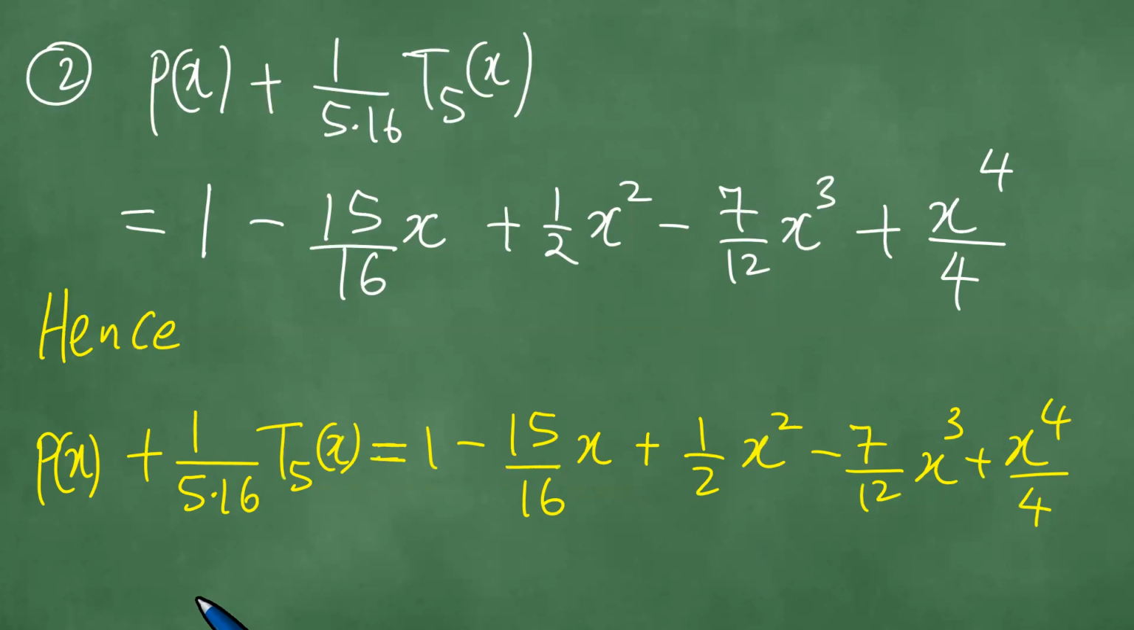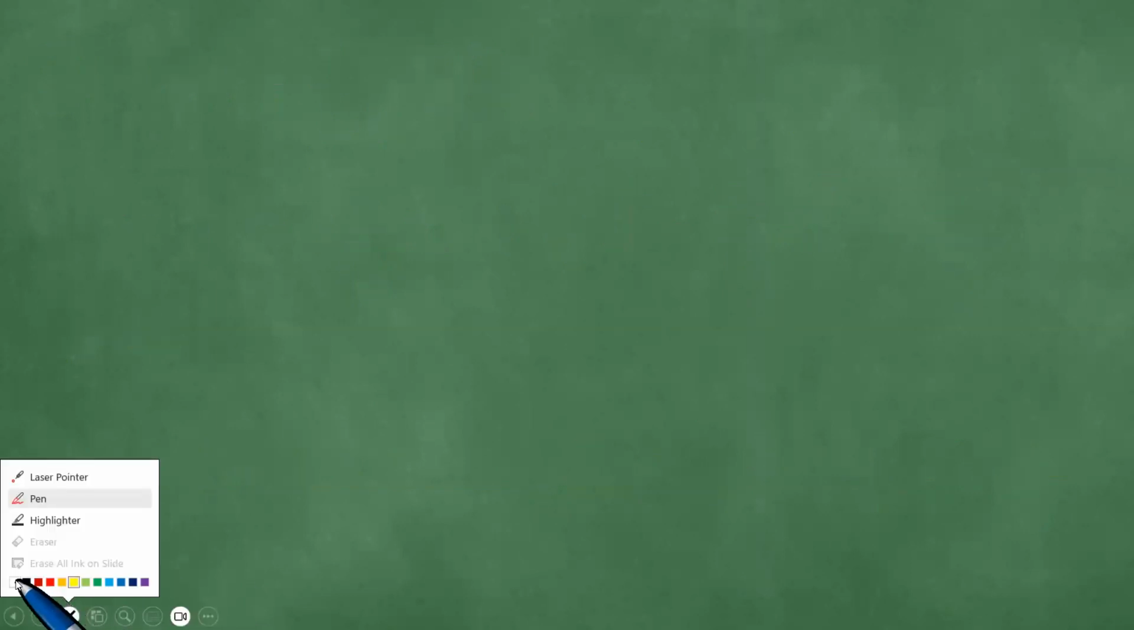Okay, we have economized this power series. How did we economize it? We removed the highest degree by using the Chebyshev polynomial of degree 5. Next question.